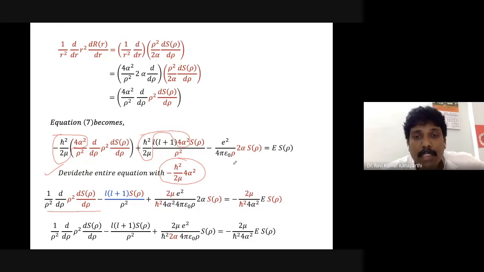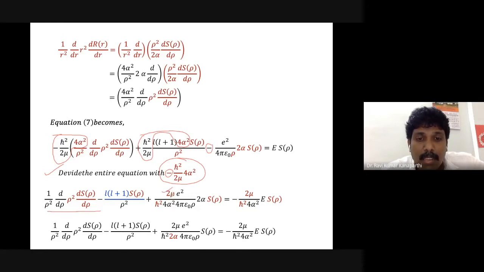Where has it come from? You are actually dividing, right? When you are dividing, then 2μ will come into the numerator. First of all, there is a negative sign. Since there is a negative sign, both get cancelled out and then it is plus. Then the ħ²/2μ: 2μ is in the denominator, but since you are dividing, it will come to the numerator part.